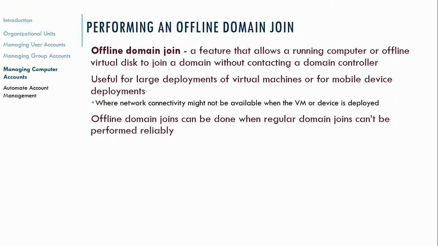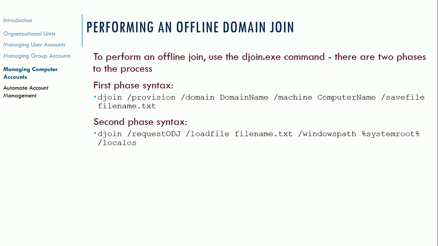You can join a computer to the domain offline as well. There are a couple of different reasons you would do this. It might be for a computer that you're not able to connect to the network yet, but it will be connected. It could be for virtual machines or mobile devices that are outside the organization that will eventually be in the organization. So you can do an offline join to the domain, and there are two different ways to do that from the command line using the djoin command, which you can see here.